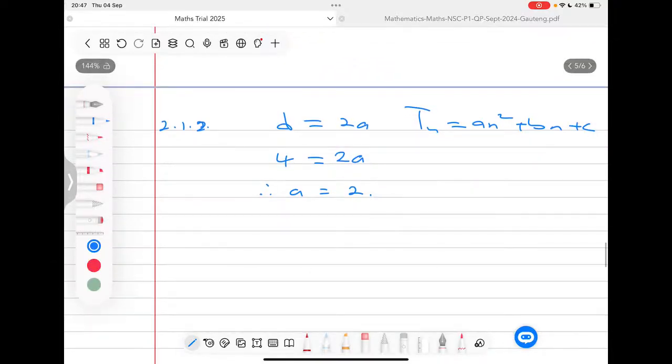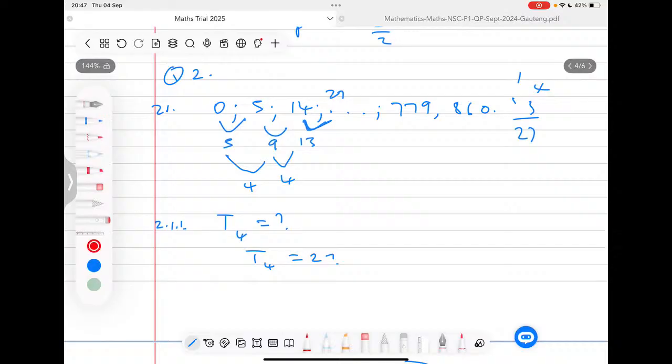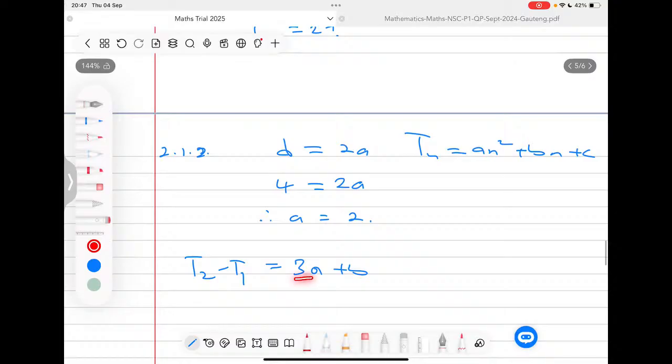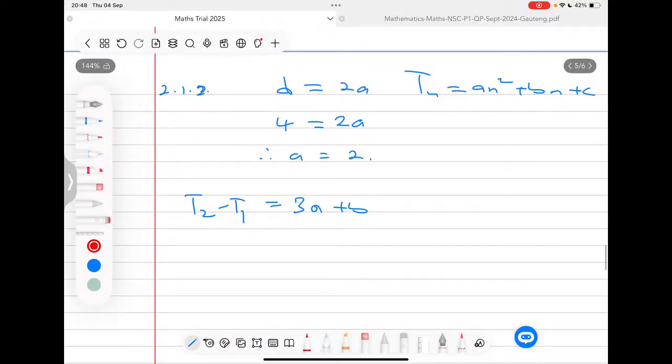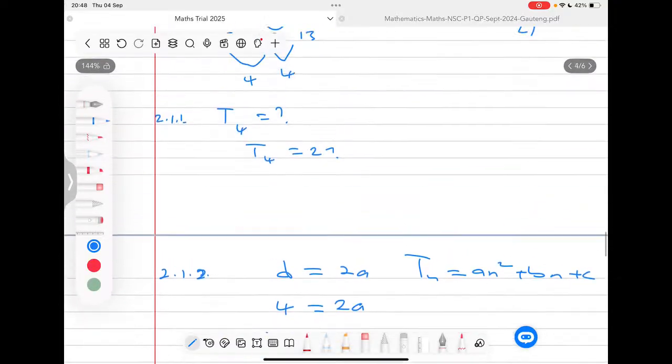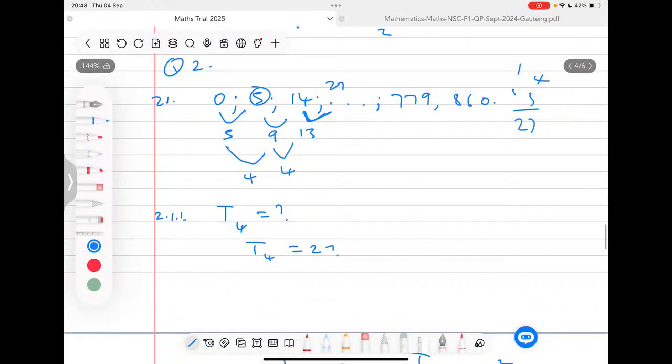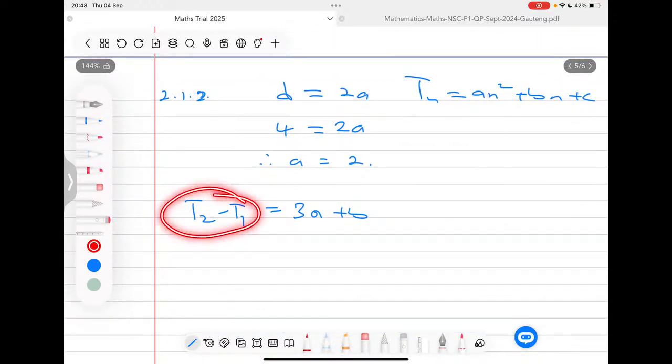Now to get b, we say here that the first of the first difference, meaning t2 minus t1, is always defined by 3a plus b, always. So I'm saying here that if you take this number minus this number, you get the first of the first difference. It will always be given by 3a plus b. Now the first of the first difference, meaning t2 minus t1 here, we are saying that it's a 5. When you subtract these two, you get a 5. So it means t2 minus t1 is a 5.